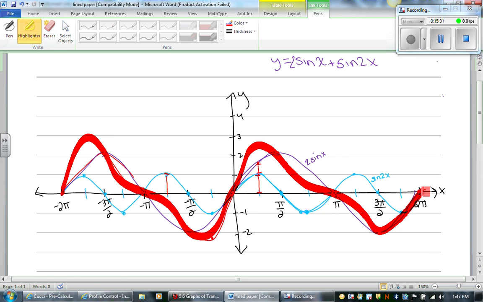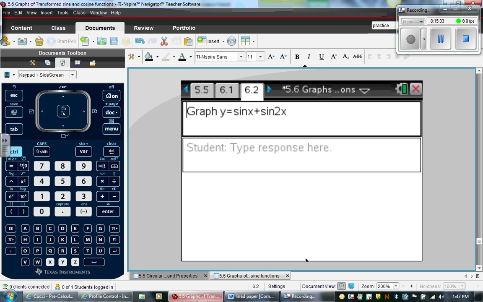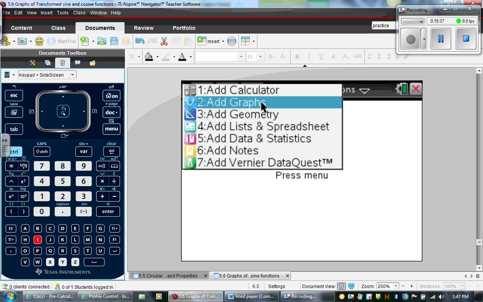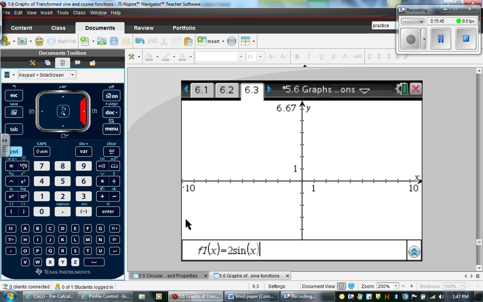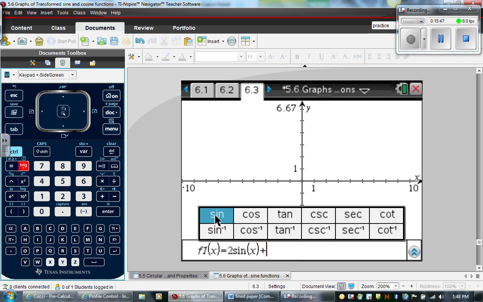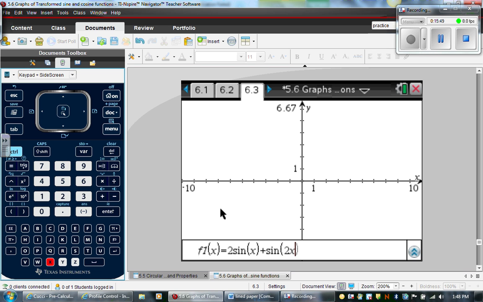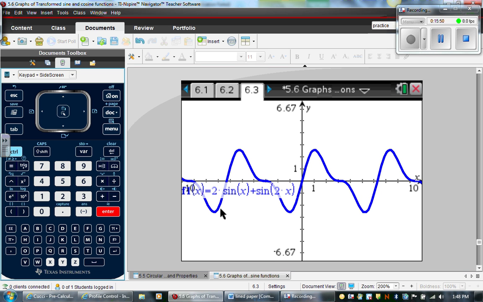If you were to graph this on your calculator, you're going to get that same general look. And again, all you're doing is adding the y coordinates. So you've got 2 sine x plus sine 2x. You're going to get that crazy look, which looks very similar to what we graphed. So you do get crazy looking stuff.